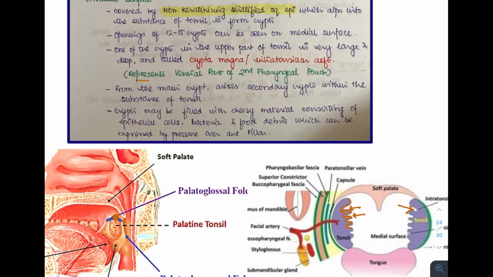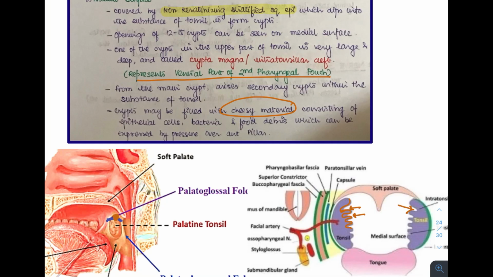It represents the ventral part of the second pharyngeal pouch. From these main crypts, you'll also see a lot of secondary crypts arising within the substance of the tonsil. Now, what is the importance of these crypts? They get filled with cheesy material consisting of epithelial cells, bacteria, and food debris, which can be expressed by pressure over the anterior pillar.